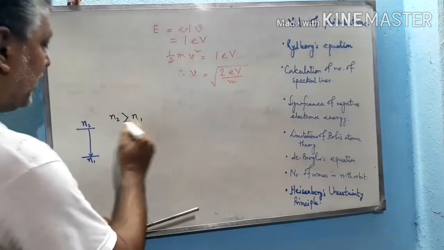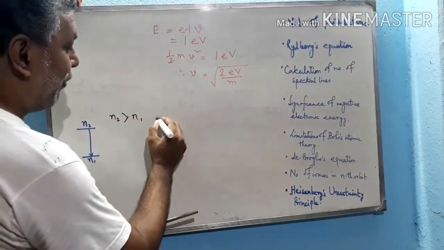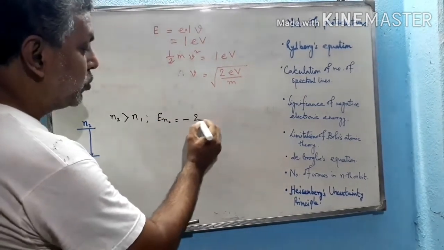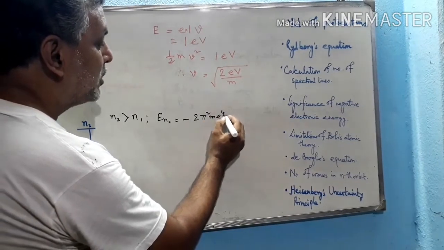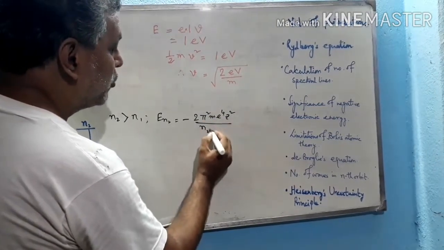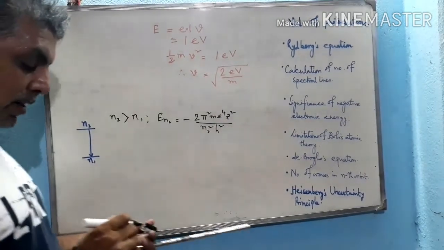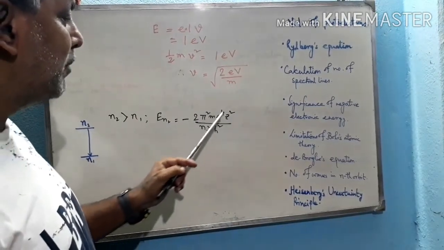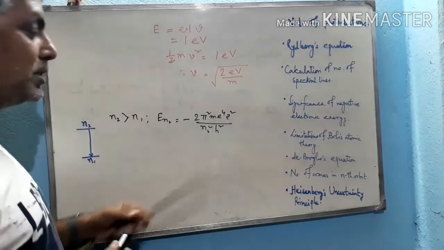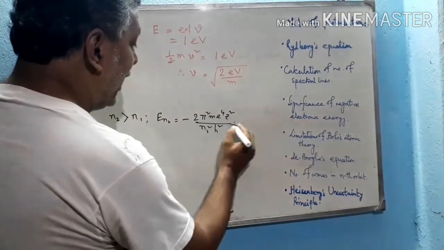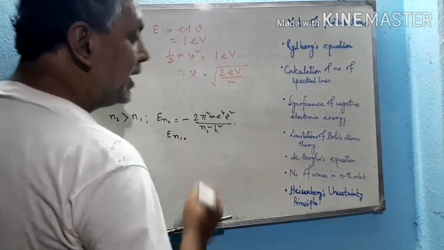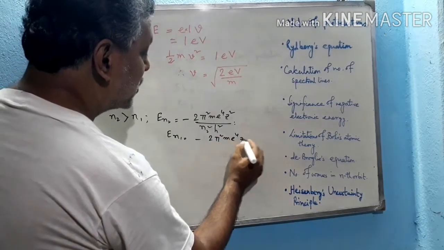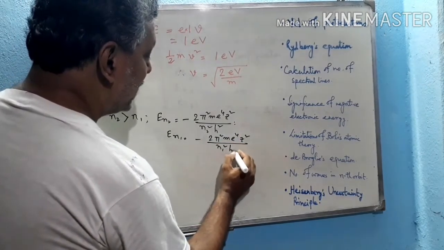So whenever it jumps from N2 to N1, we first calculate the energy of the N2 orbit, which is equal to minus 2 pi square m e4 z square divided by N2 square h square. In our atomic structure part 1 video, we have discussed how this comes. En2 is minus 2 pi square m e4 z square by N2 square h square, where N2 is the orbit from which it jumps. And En1, the energy of the N1 orbit, is equal to minus 2 pi square m e4 z square divided by N1 square h square.